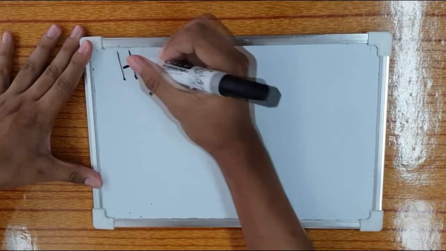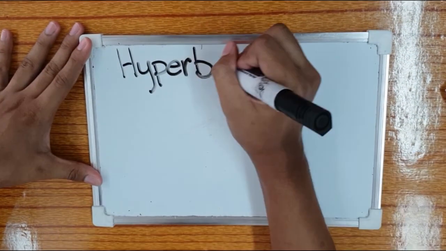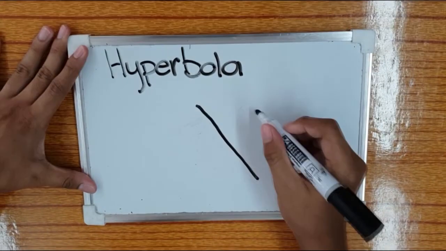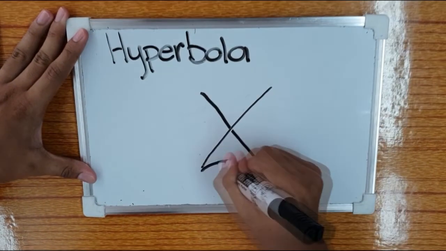Thank you, Nicole, and I'll be talking about the hyperbola. A hyperbola is a symmetrical open curve formed by the intersection of a circular cone with a plane at a smaller angle with its axis than the side of the cone.